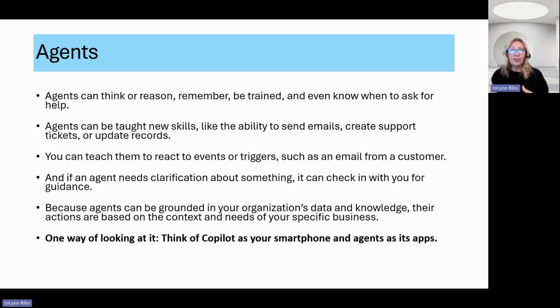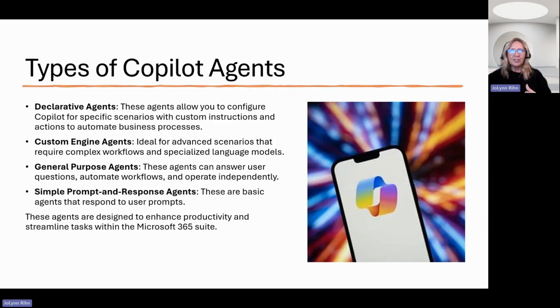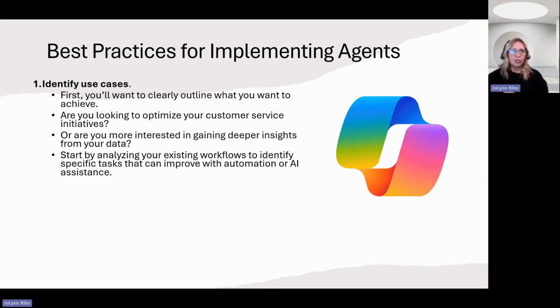Think of Copilot as your smartphone, and the agents are like the apps that are used on your smartphone. I saw this on a website once, and I thought that is a perfect way to think about what agents are. But there are different types of agents. They put them into different categories, declarative agents, custom engine, etc. So general purpose agents, which are the ones we probably would be creating ourselves and using the most, and simple prompt and response agents. So there are different categories of the types of agents and what they would be able to do.